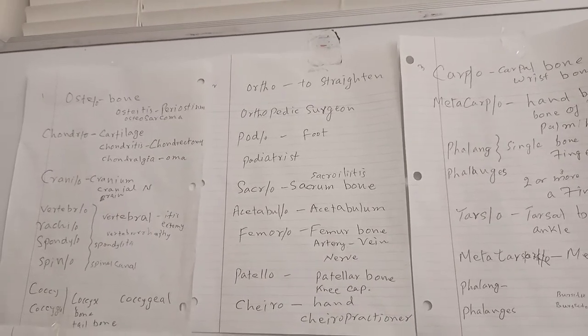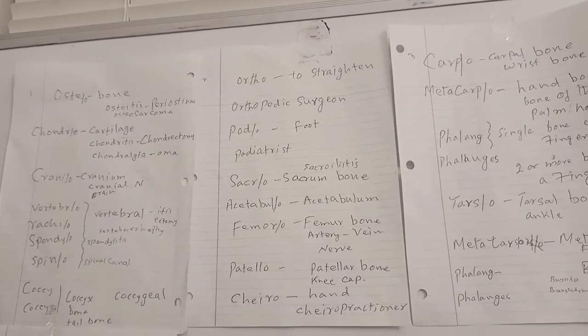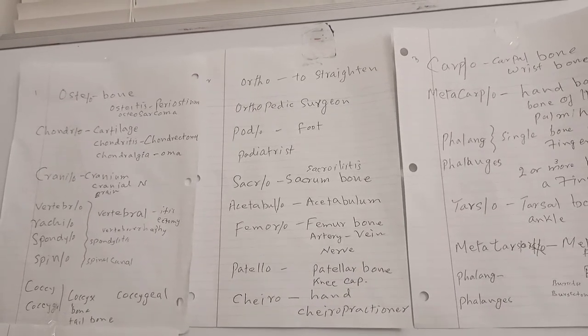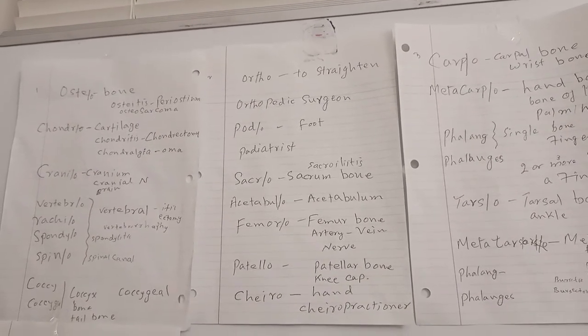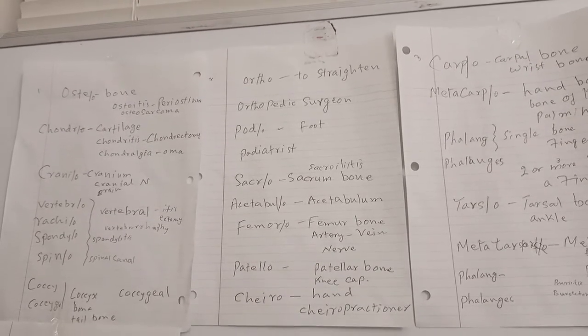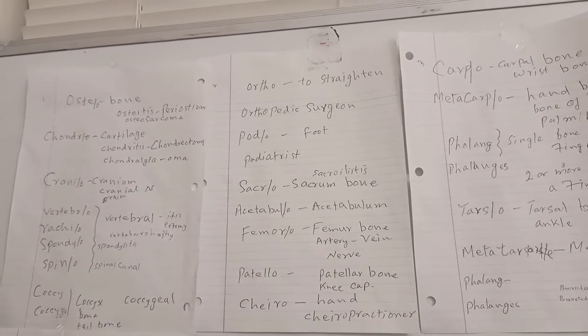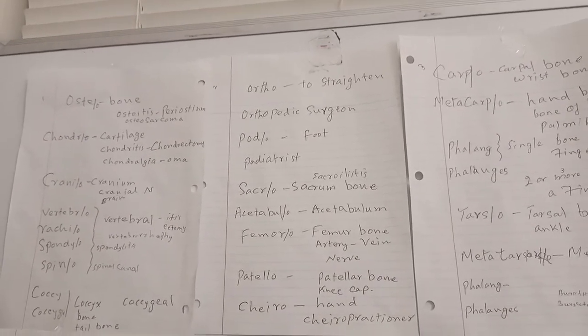The next word is chiro. Chiro means hand. Chiropractors are trained persons who manage problems with their hands. They are known as chiropractors. So chiro means hand. This is enough for this video.